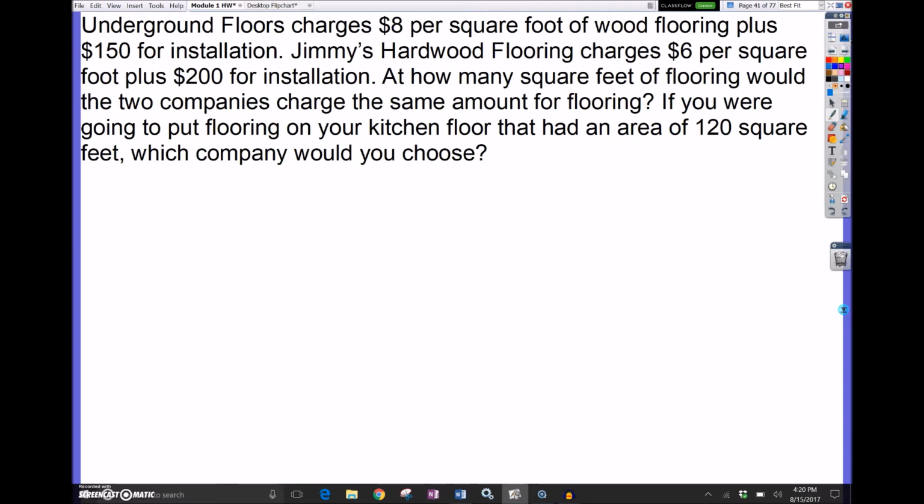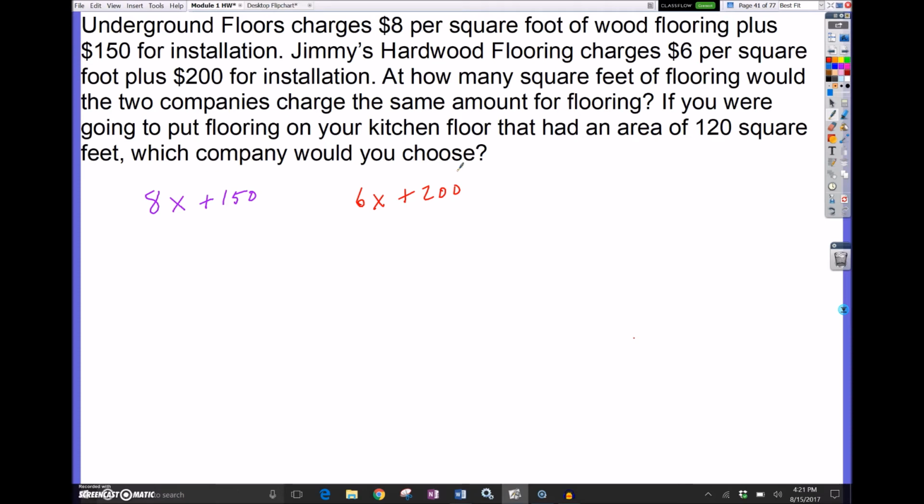So with the two companies, there's one that says it's $8 a square foot, but it's $150 for installation. The other company charges only $6 per square foot, but they charge $200 for installation. The one I wrote in purple is actually cheaper to begin with because it's only $150 up front, but then it's $8 a square foot. So the larger the area, the purple will eventually become more expensive. Whereas the red starts off more expensive, but it's cheaper per square foot.